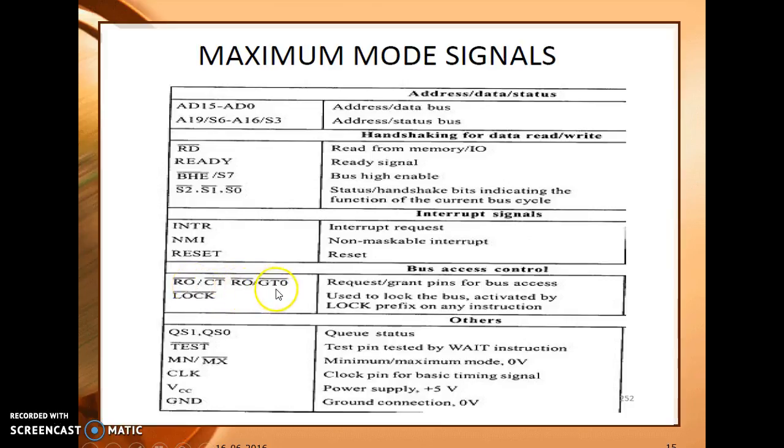RQ/GT0, then RQ/GT1, request as well as grant for bus access. Lock is used to lock the bus, activated by the lock prefix on any other instruction. Then queue status QS1, QS0, the test signal, and minimum mode or maximum mode. When it is to be maximum mode, it has to be connected to ground. Clock, VCC that is the power supply, then the ground connection, 0 volt.